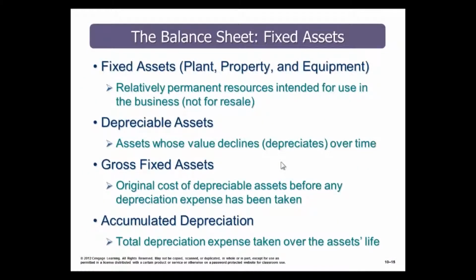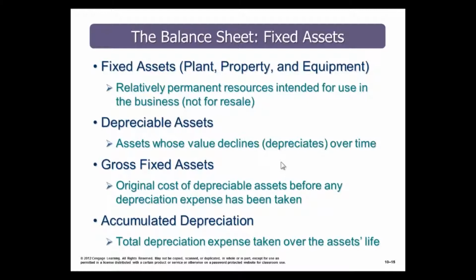Some more definitions for you. Fixed assets is kind of important right here. Fixed assets are the plant, property, and equipment that you have in your company. They're kind of permanent type resources or assets. Depreciable assets are assets whose value declines over time, and it could be some of your fixed assets falling into this bracket. Gross fixed assets are the original cost of depreciable assets before any depreciation expense has been taken. And accumulated depreciation is the total depreciation expense taken over the asset's life.